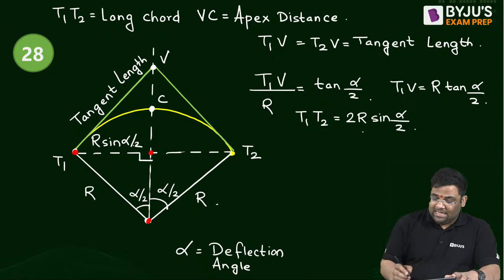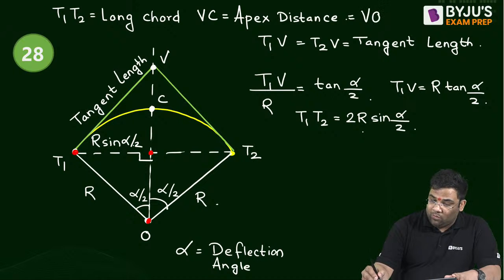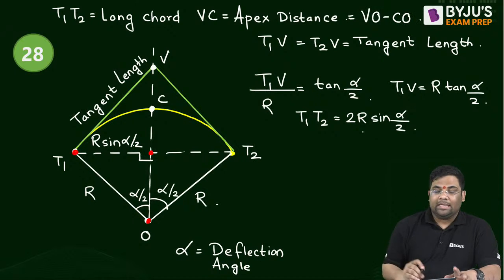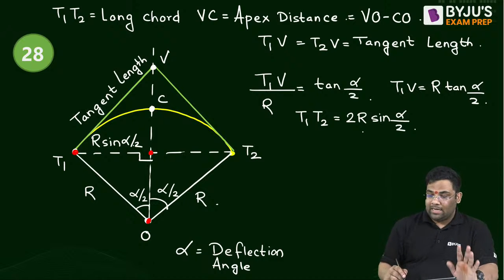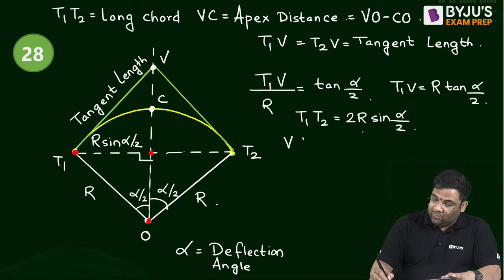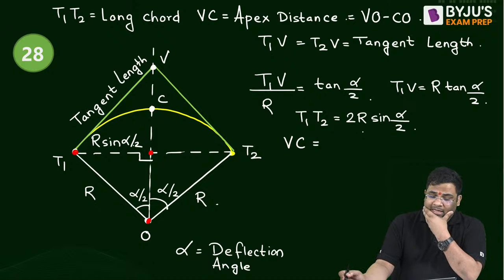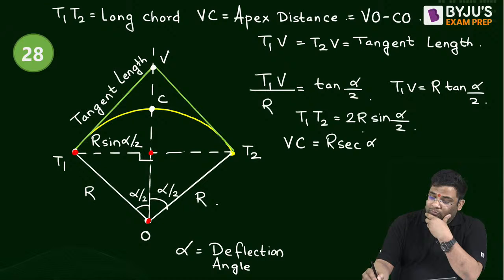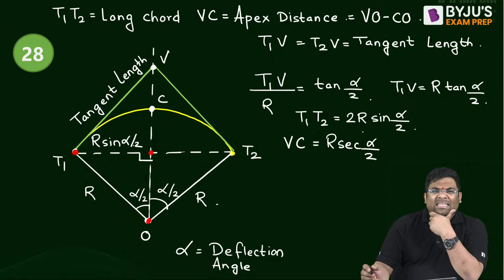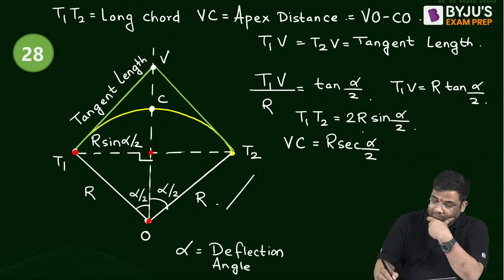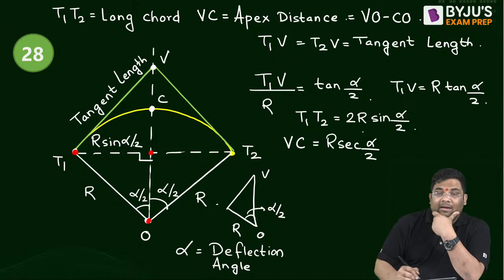Very easy. If this is O, the apex distance is actually VO minus CO. So this VC, the apex distance, is what? Tell me, what will be VO? Can I say VO will be R sec alpha by 2? You see this: this is alpha by 2, this is OB, and this is R, right?